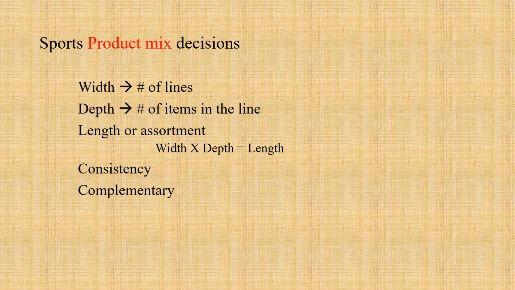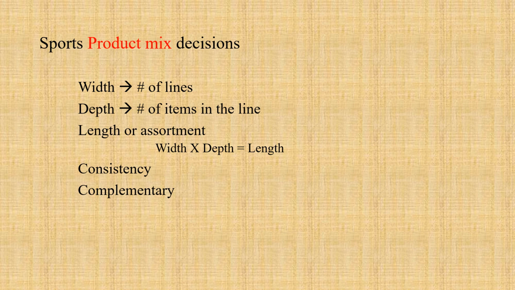Then we have product mix decisions. Okay, so product mix decisions focus on how many product lines we are going to have. And so the width of the product mix is the number of lines. So I have golf drivers, and then I have golf irons, and then I have golf wedges, and then I have golf putters, and then I have a line of golf balls, and then maybe I have a line of golf shoes. Those all add to the width of the product lines. That is the number of product lines I have.